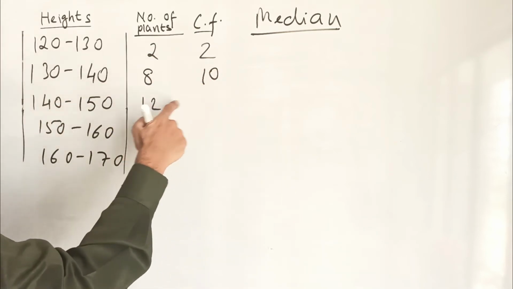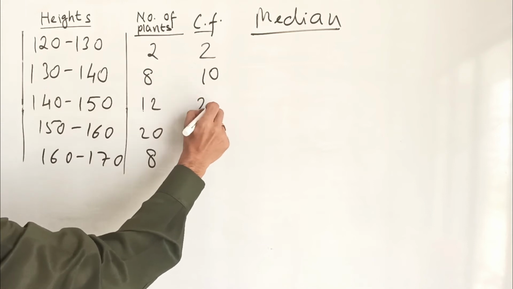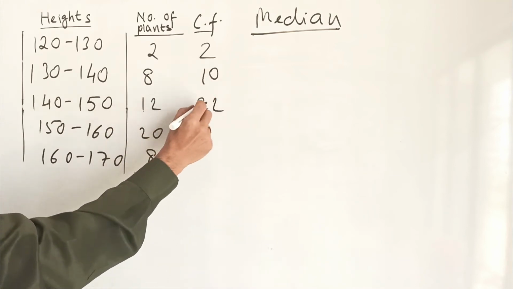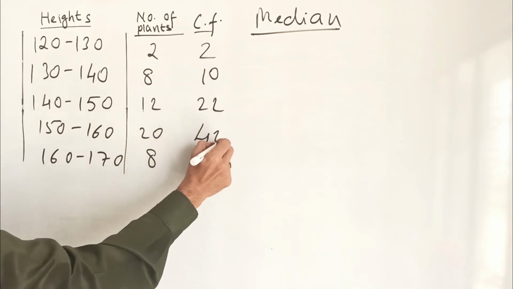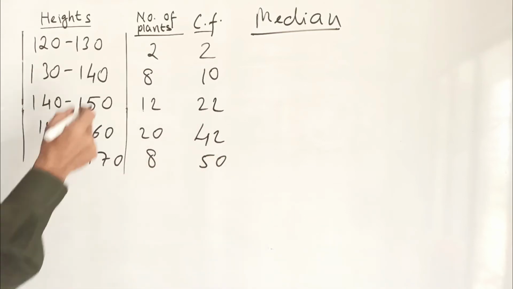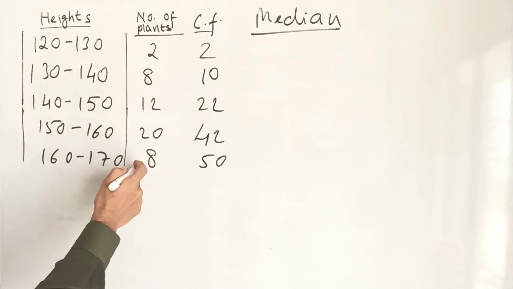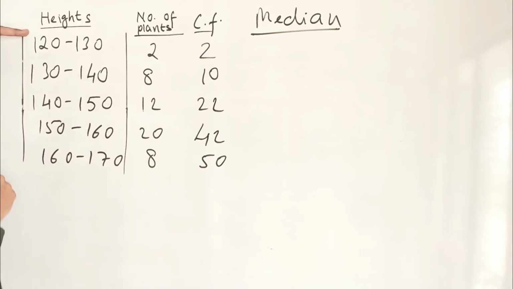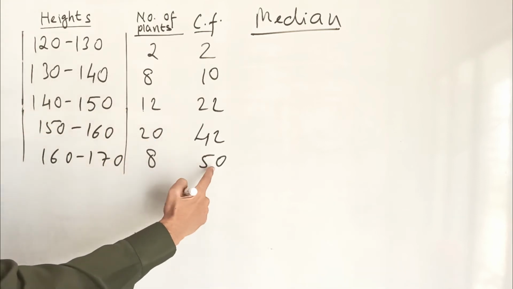So 10 plus 12. Now let us move ahead. So this is 22, this is 42, and 42 and 8, 50. And the total is 50, you know it. If you total it, it will come to 50. It means from 120 to 170, total plants are 50.